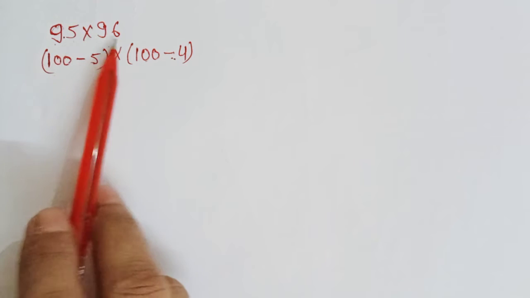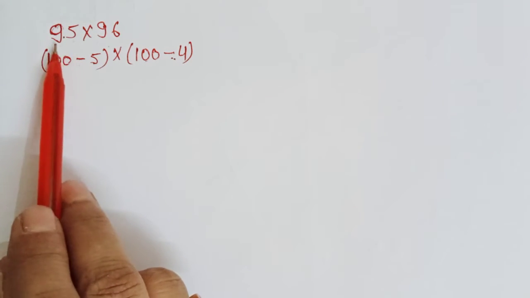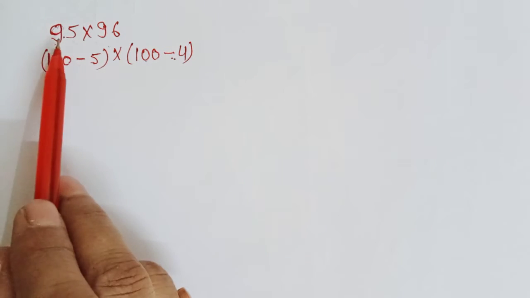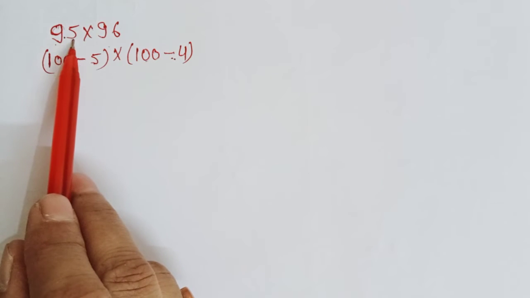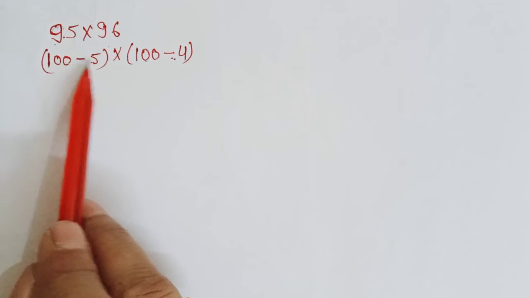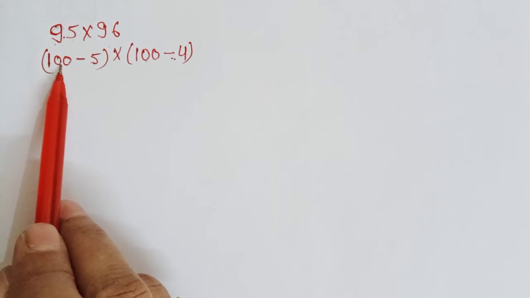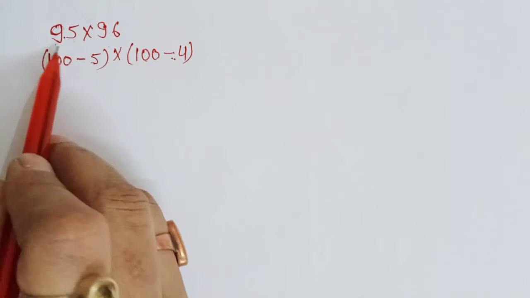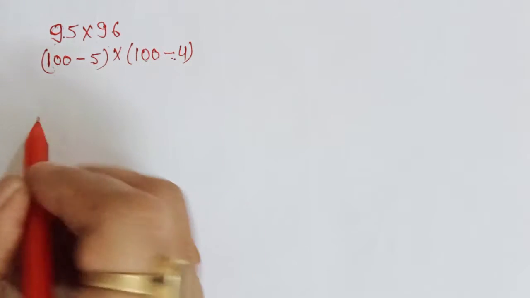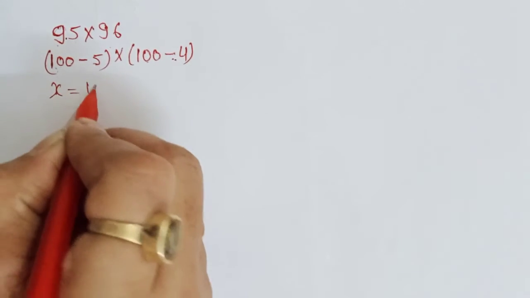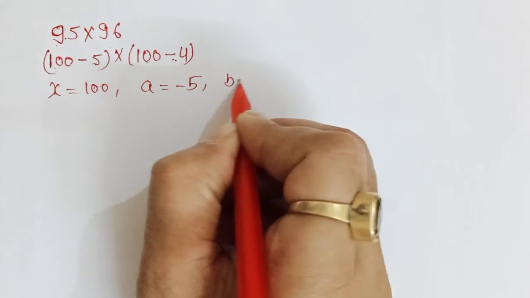The second example is 95 into 96. 95 is nearest to 100. We have to see the number of digits given in our question. Here we have two digits, so we will break it to the nearest 100. If we have three digits in our question, then we have to break the numbers to the nearest 1000. So we are breaking 95 as 100 minus 5 and 96 as 100 minus 4. x is 100 here, a is minus 5 and b is minus 4.